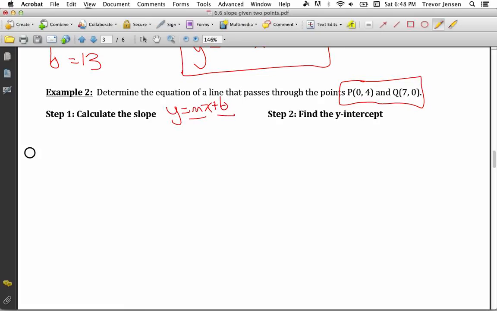I've got 2 points. I'll use point P as my first point, so 0, 4. So that's my x1, y1, my first x value, my first y value. And then point 2 is 7, 0. So my second x coordinate and my second y coordinate.